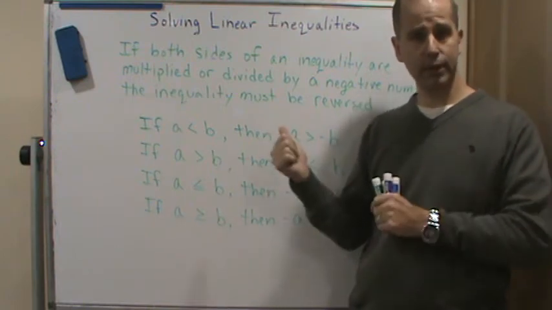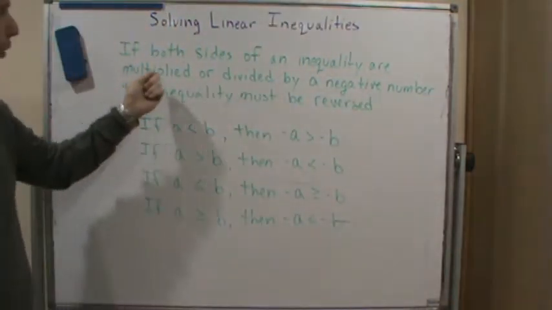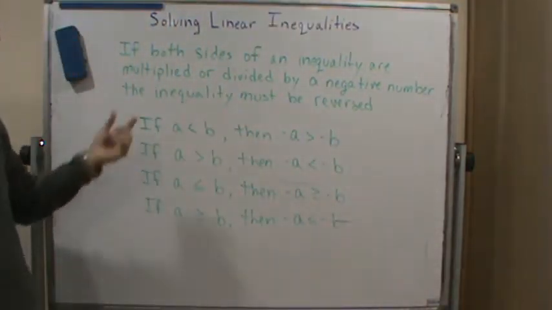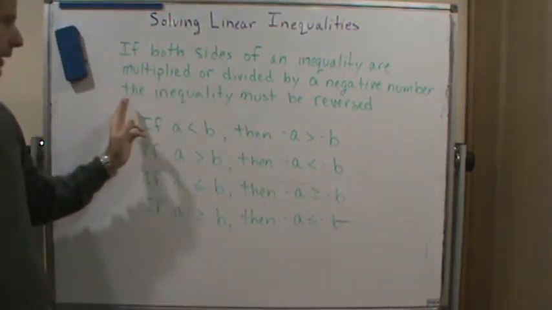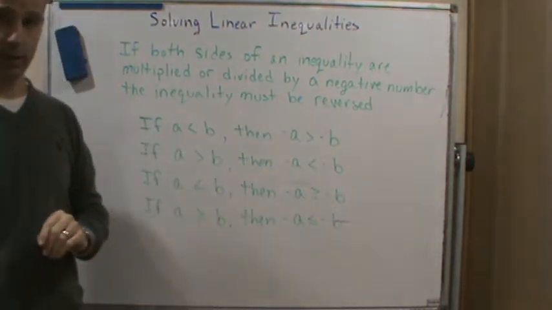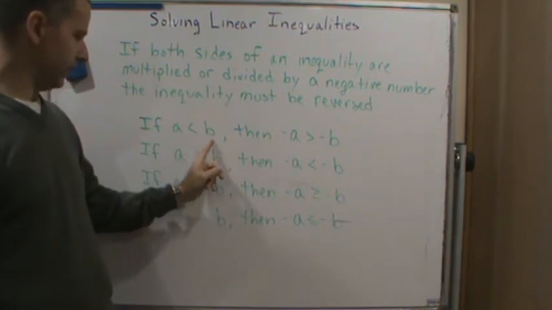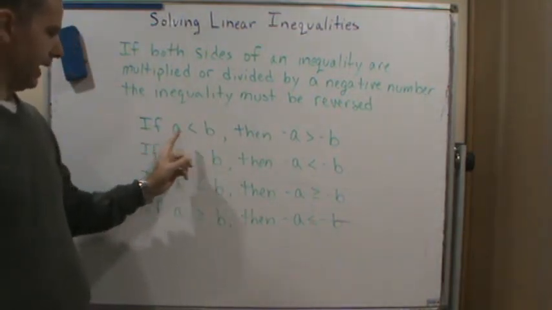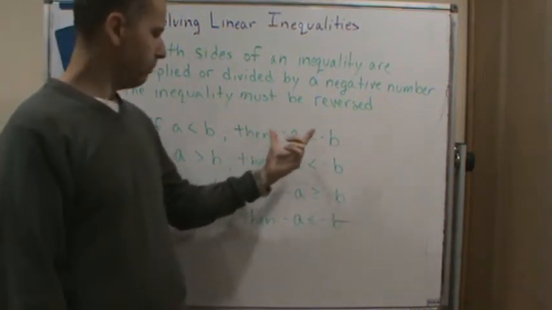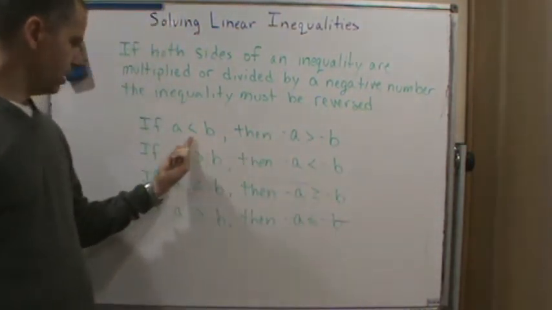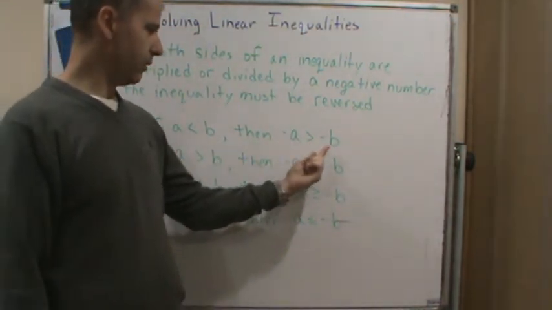So this brings us to these statements. If both sides of an inequality are either multiplied or divided by a negative number, the inequality must be reversed. What that means is if we start with A is less than B and we multiply A and B by a negative number, let's say -1, then we must reverse the inequality, and it becomes -A is greater than -B.